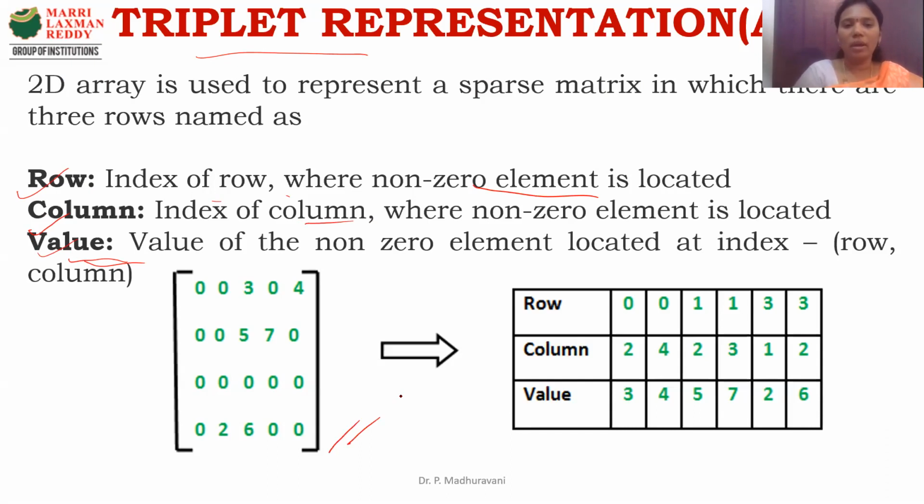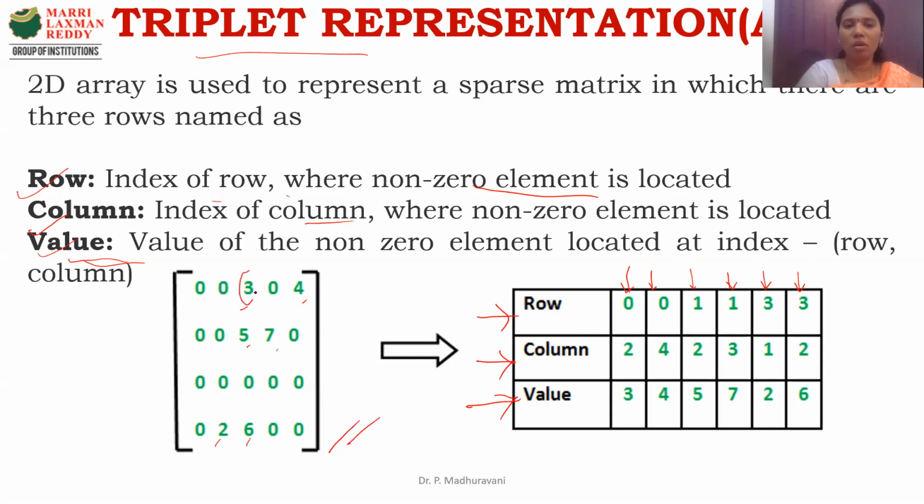Identify the non-zero elements. So you take the triplet in a form which takes 3 rows. The first row gives the information about the row. The second row gives the information about the column. And the third row is the non-zero element in this sparse matrix. The number of columns depends upon the number of non-zero elements. First, identify how many non-zero elements there are in this example: 1, 2, 3, 4, 5, 6. Hence, the number of columns is 6.